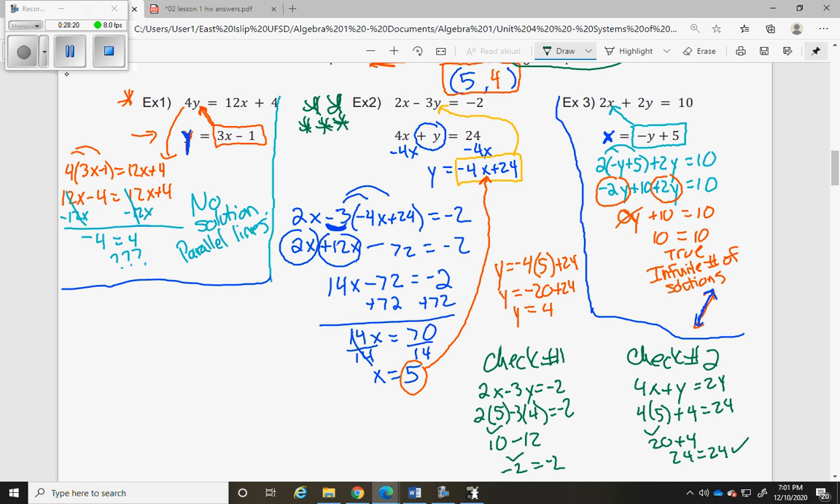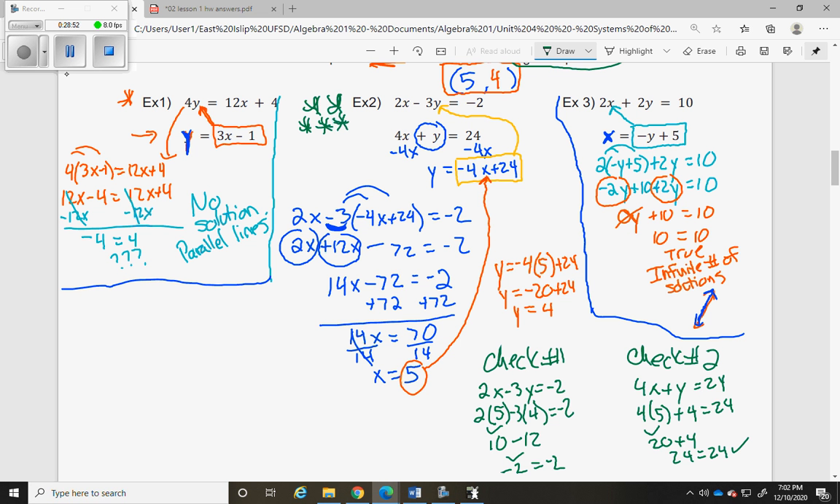Look at all the work that we did. If there's no solution, you find out rather quickly. If there's an infinite number of solutions, you find out rather quickly. And just by knowing what kind of solution, you actually kind of already have a picture in your head as to what the graph would look like if they asked us to graph it. No solution looks like parallel lines. Infinite number of solutions looks like one line on top of the other.